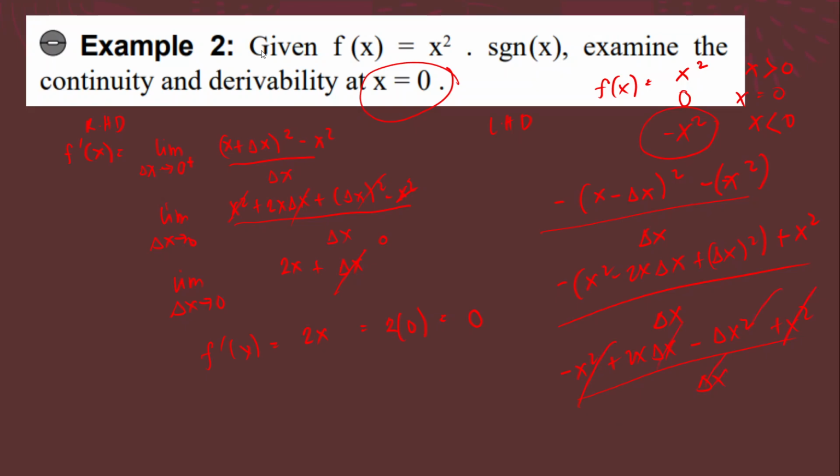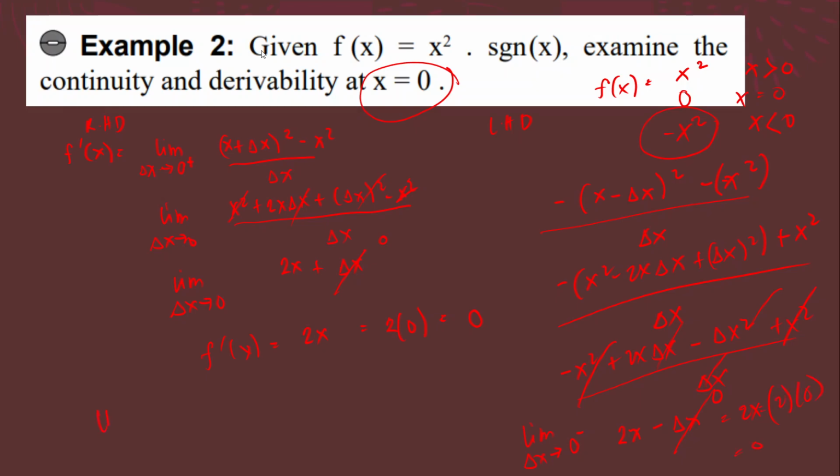Ang matitira dito is 2x minus delta x. Okay, limit delta x when delta x approaches 0 from the left. So 0 ulit to, 2x pa din ang sagot. So 2 times 0 is equals to 0.